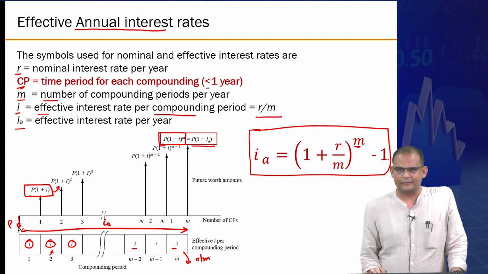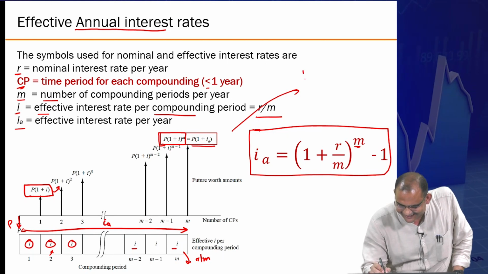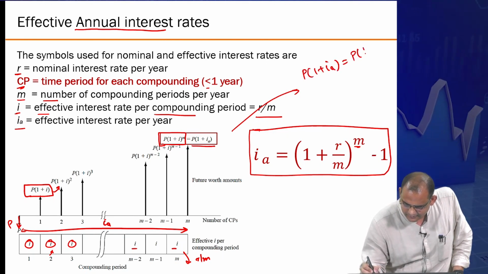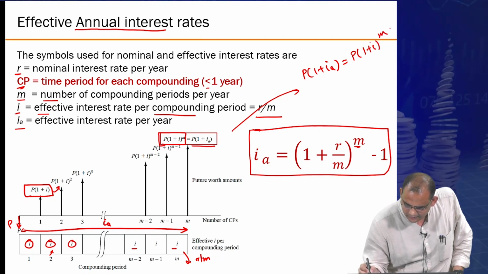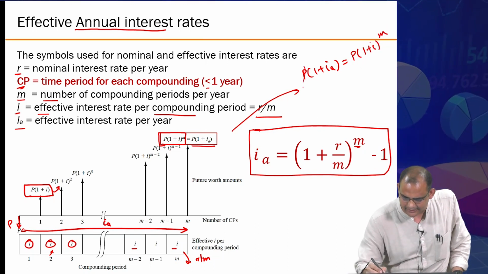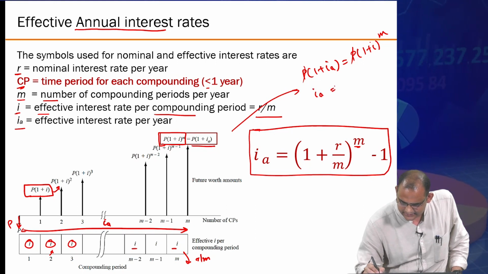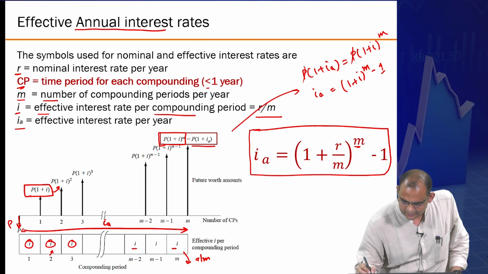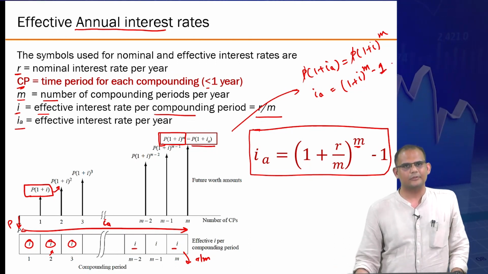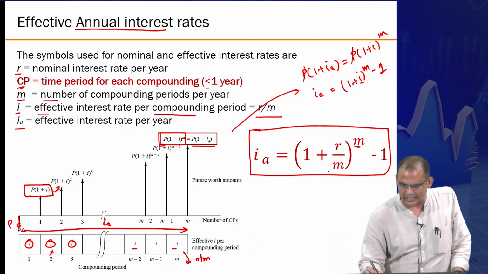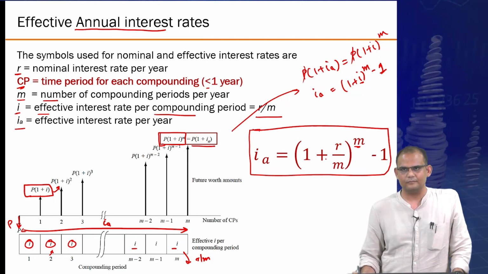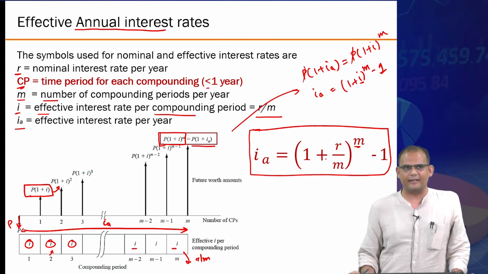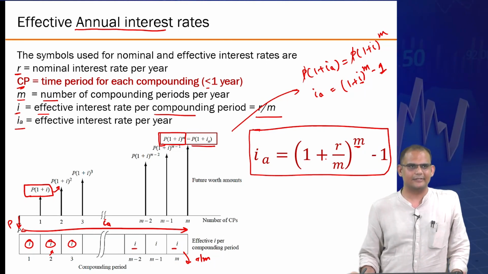Follow? I'll just derive it for you if you are a bit confused. You need to estimate IA. IA is (1 plus i) to the power M minus 1. Okay? This i is r by M. With me? 100% clear. No mistakes in this.